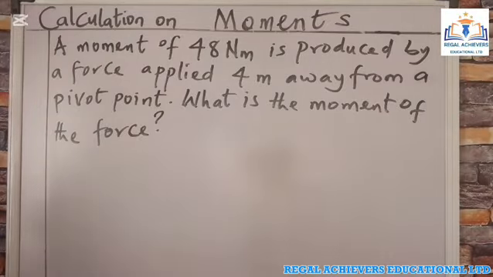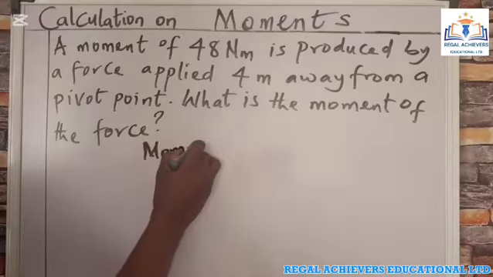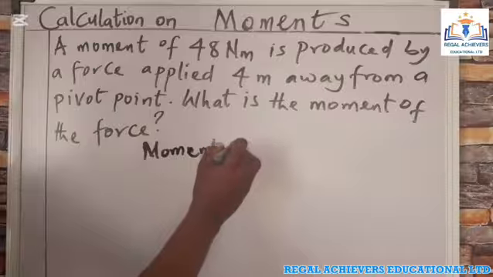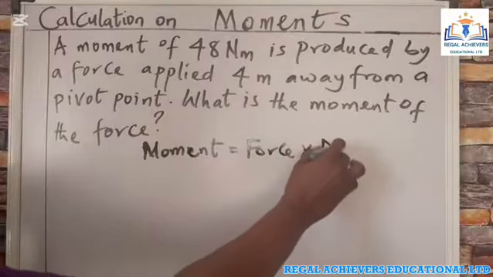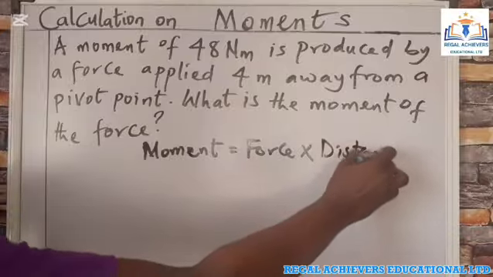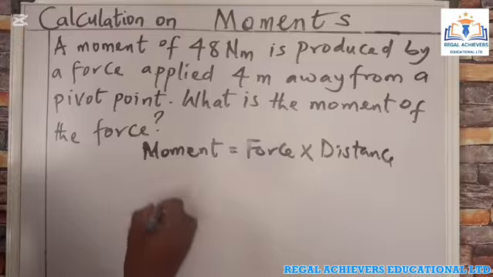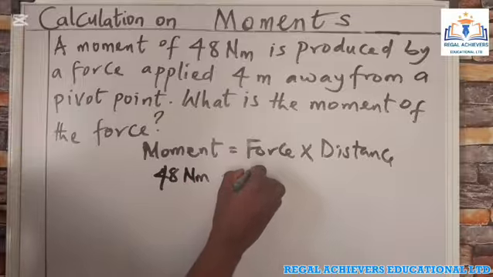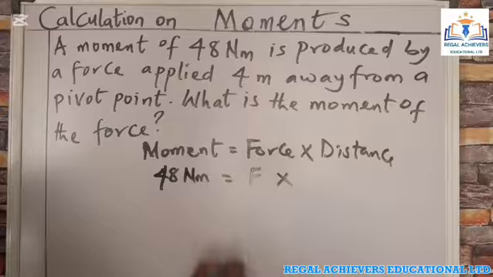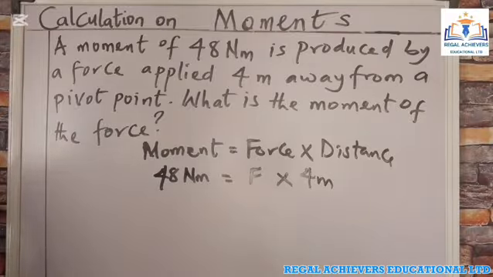Very simple. The formula for moment is moment equals force times distance. Okay, in this case, we have been given the moment, which is 48 Newton meters, and then we are looking for the force. We are given distance 4 meters. How do you calculate the value of the force in this case?